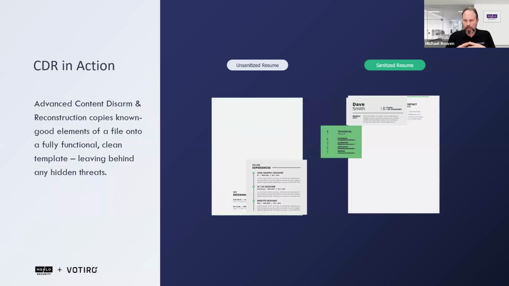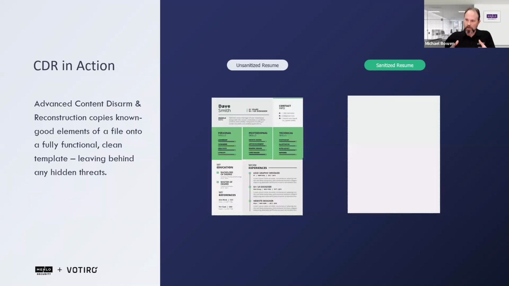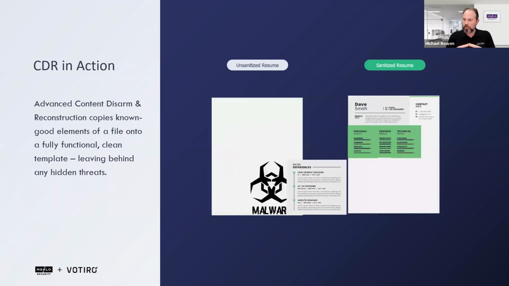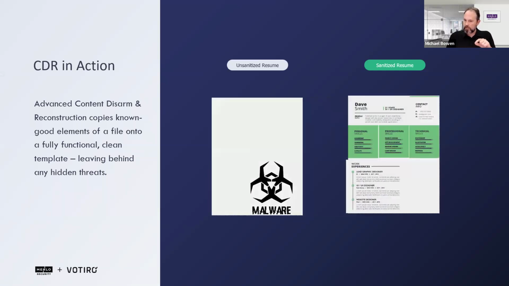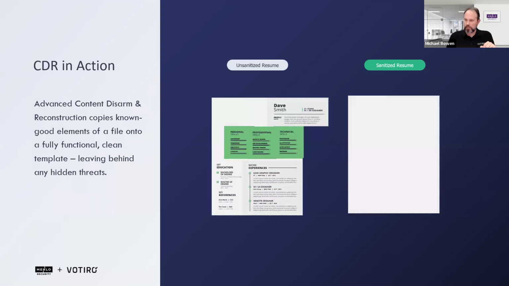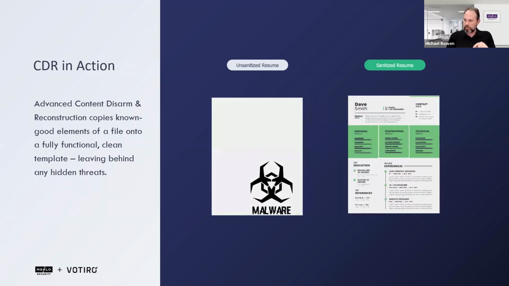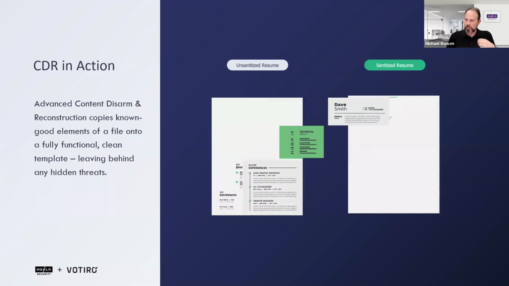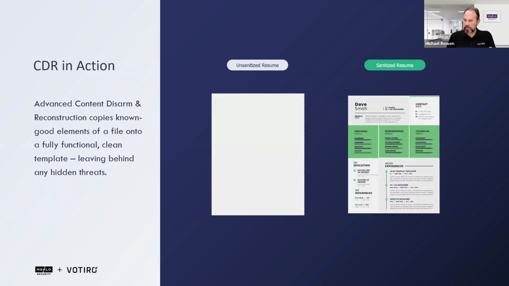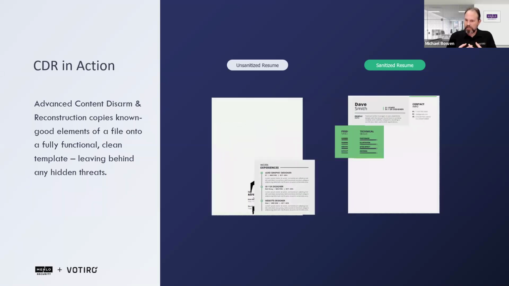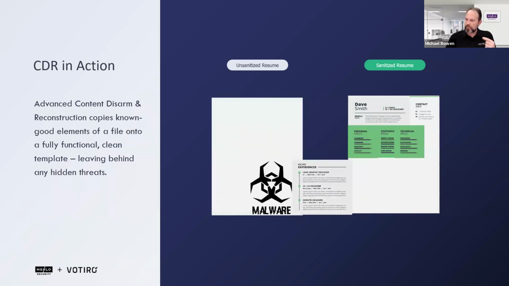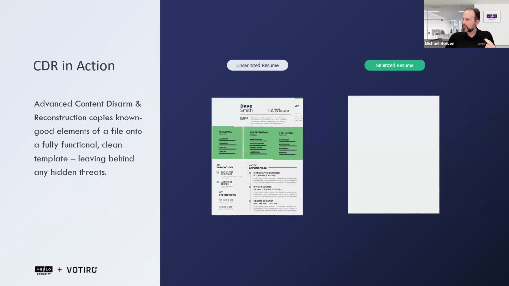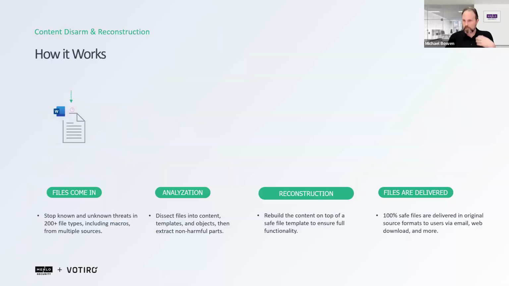To show you here an animation of how this works. CDR works by creating a brand new template of a file in its original file format. The known good elements of the original file are copied over into the new template, and any unknown objects that are embedded or hidden inside the original file are left behind. So this basically gives you a completely safe file identical to the original, but without the unknown or hidden objects inside of that file.